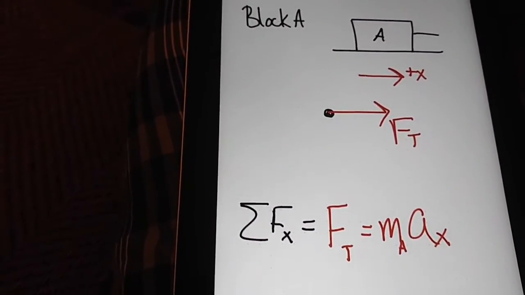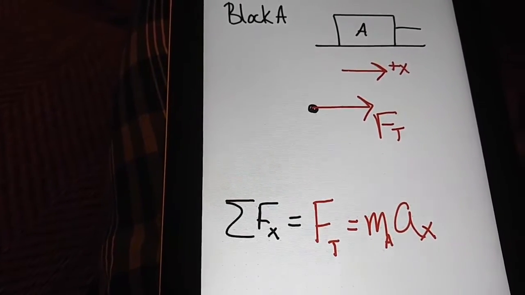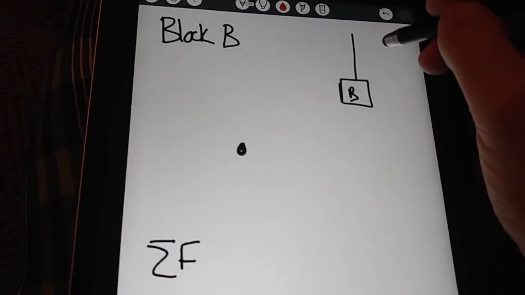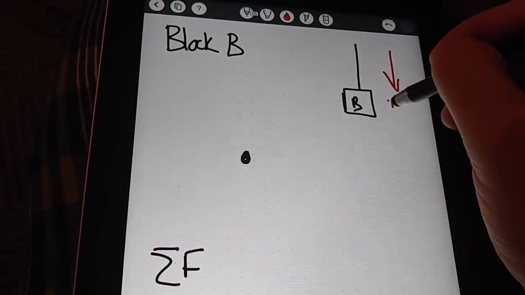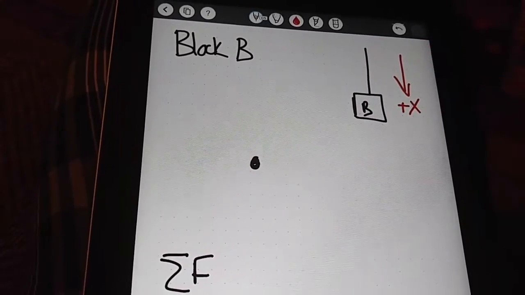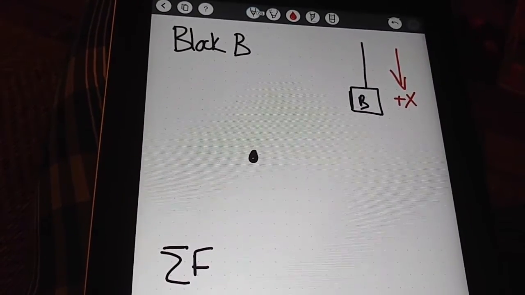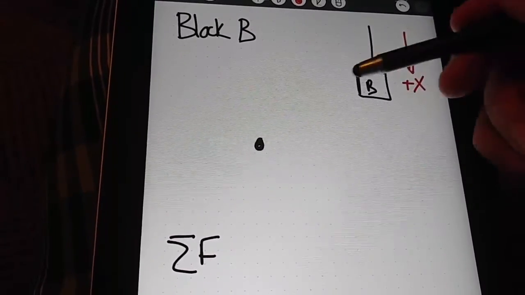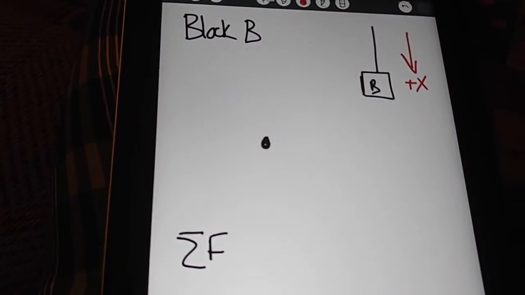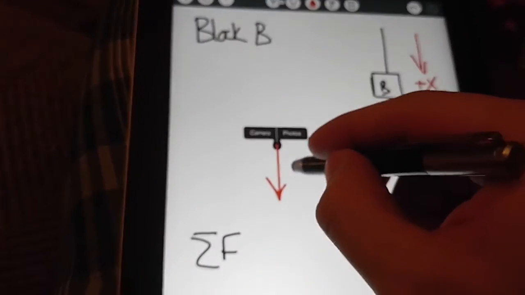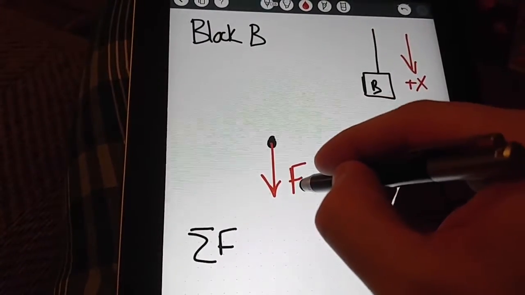Now for block B, what I'm going to do is make a new choice of coordinate system. I'm going to say that down is positive x. And the reason I'm doing that is I know that this is going to accelerate in that direction. So I'm going to have an acceleration of this block, which should be the same as block A since they're connected by a string.